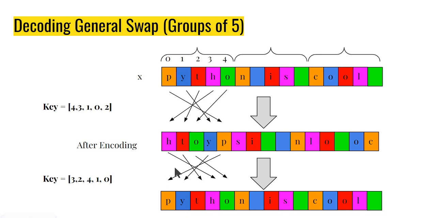And likewise, you'll find that if I followed this key, for example, which has been obtained by finding out the item number, or say index, of 0, index of 1, index of 2, index of 3, index of 4 inside the encryption key.